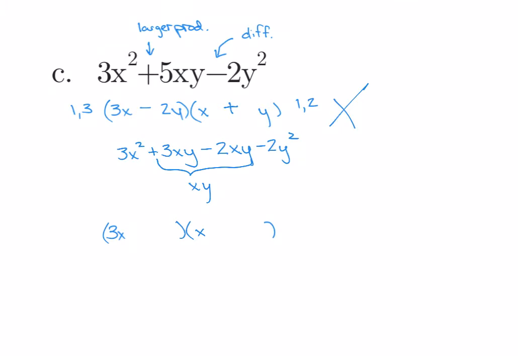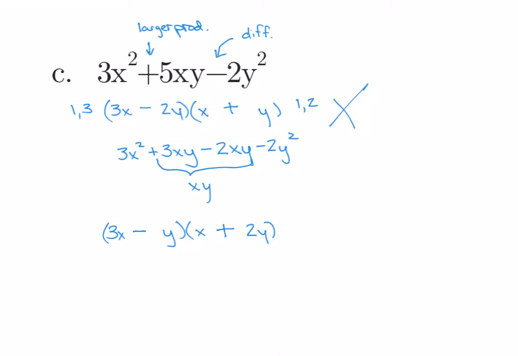Okay, so now how do we fix this? We still have our firsts, our 3x and x. And now what I want to do is I'm going to flip my lasts. Put y in the first set and 2y in the second set. All right, so now what's larger? Outsides, we get 6xy. Insides, we get 1xy. So my outsides is larger. I want that to be positive. My insides is smaller, so I want that to be negative.